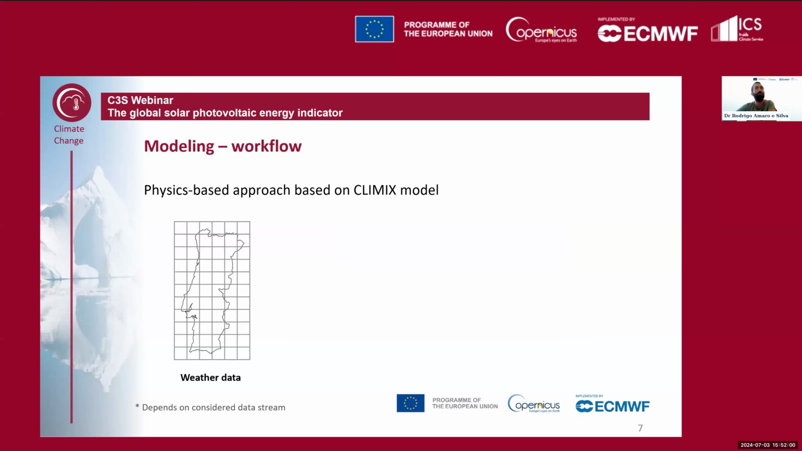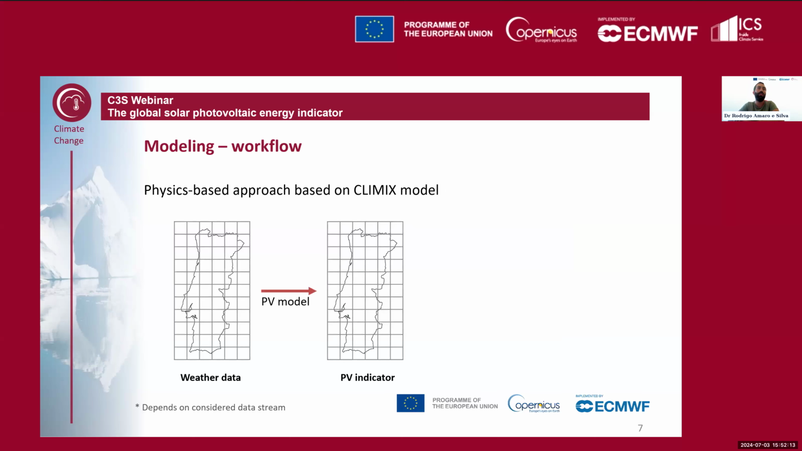And just to give a high-level outlook on how this modeling workflow operates. Basically, we start with some gridded input data on weather, which is then ingested by the PV model and produces an also gridded PV indicator. However, the data that we provide through the service, as Stefano had already mentioned before, is an aggregated version of this pixelized data, either at admin 0 or admin 1 spatial level. And this can depend on the data stream that we are talking about.